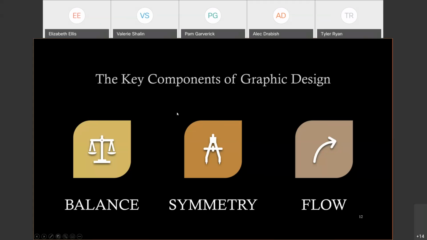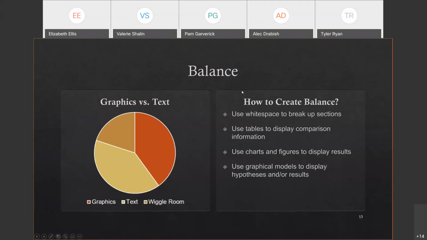And so the key concepts that we're going to be talking about are balance, symmetry, and flow. These are three similar, interrelated concepts that when you have the three of them together, create a poster that is visually appealing. So let's talk about balance. How do we create balance? We create balance through the use of white space, and the next slide is going to talk about what white space is. We use tables to display comparison information.